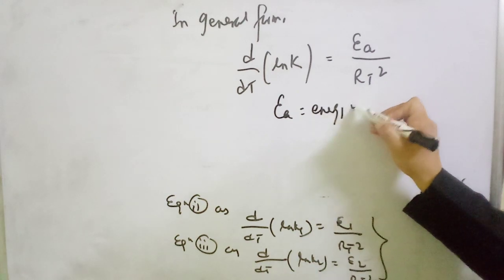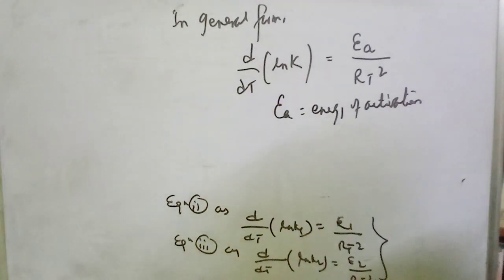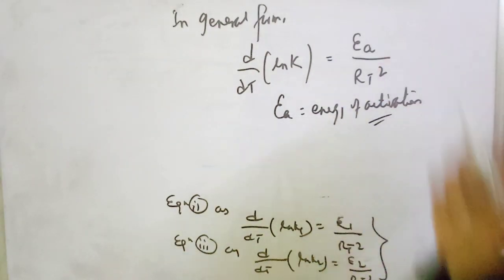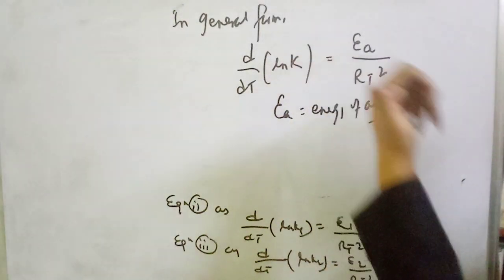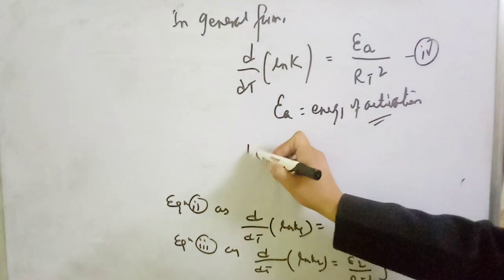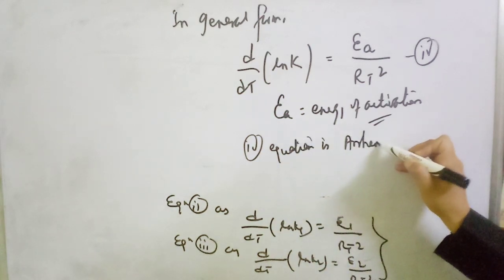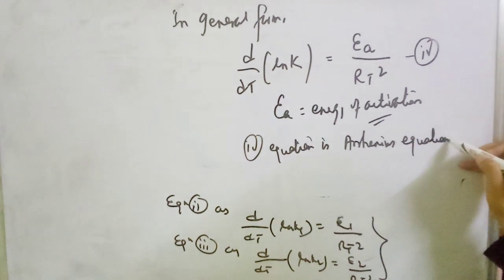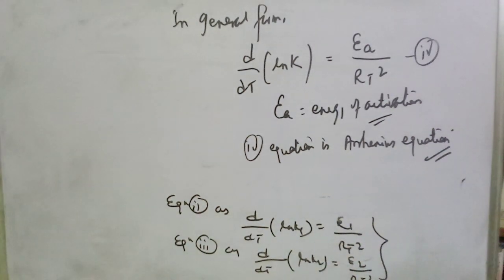Okay, so Ea is what? Energy of activation. I think you know the energy of activation. This is the minimum amount of energy that you must add in the reaction so that it crosses the energy barrier and you get product. Other terms are already defined. T is temperature, R is the universal gas constant, and K is the rate constant. So this is the general form. Let us say this is equation 4, and equation 4 is the Arrhenius equation. So this is one of the forms of the Arrhenius equation: d upon dt ln K equals Ea upon RT square.